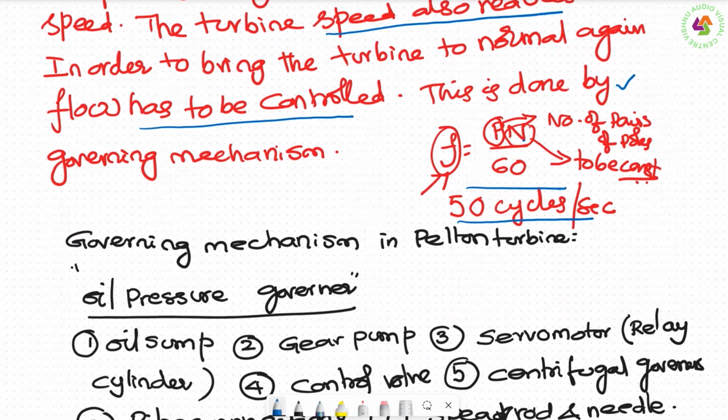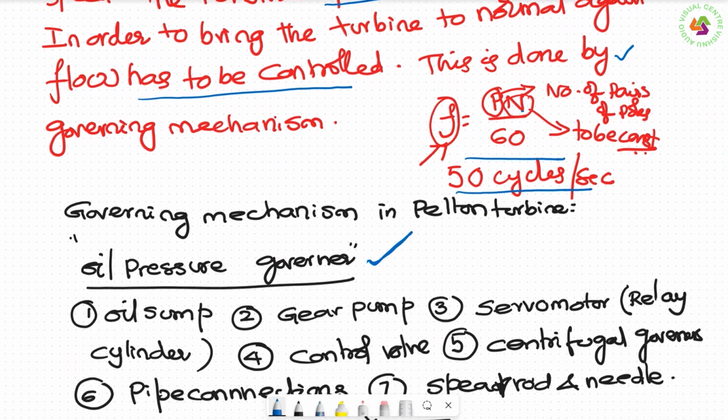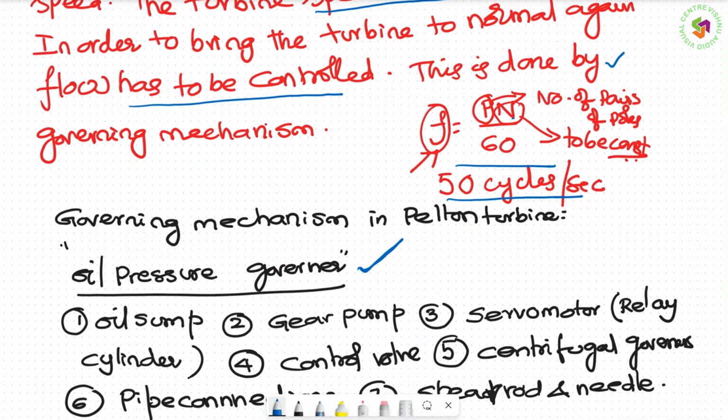So now I will show you what actually happens in the case of the Pelton turbine. In the case of the Pelton turbine, we use the oil pressure governor for the governing mechanism. Before going into it, what are the components? The various components are: one is the oil sump. There will be a storage of oil, with some viscosity.